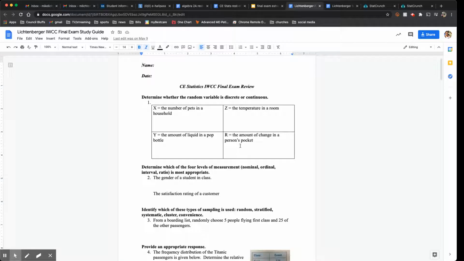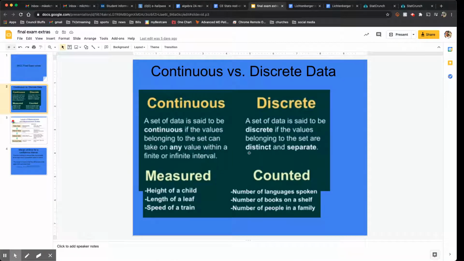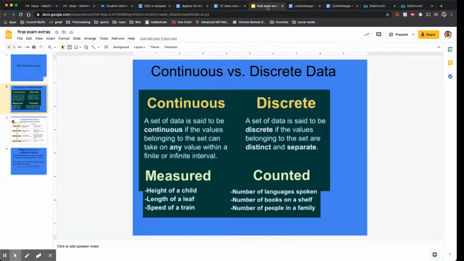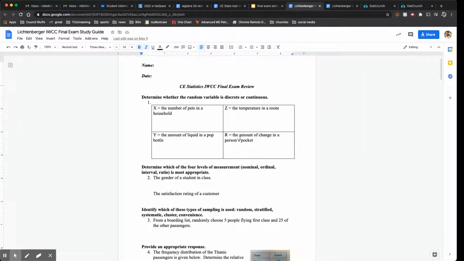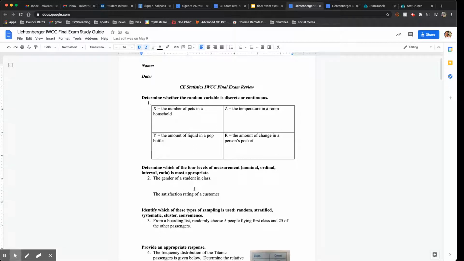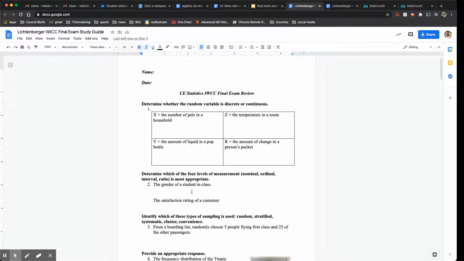continuous. And the last one, the amount of change in a person's pocket, that is something that's counted. You count the number of cents. Therefore, we say that that is discrete. Okay, so to sum up, these two, this one and this one are discrete, and this one and this one are continuous. I should mention if you miss any of these answers as I'm going through this, I will also share with you the answer key at the end, so you don't miss any of those answers. So let's go to number two.